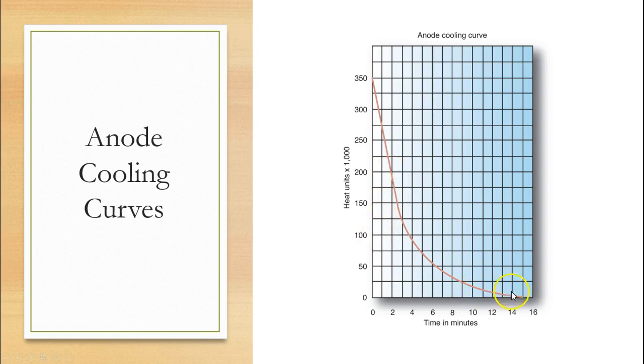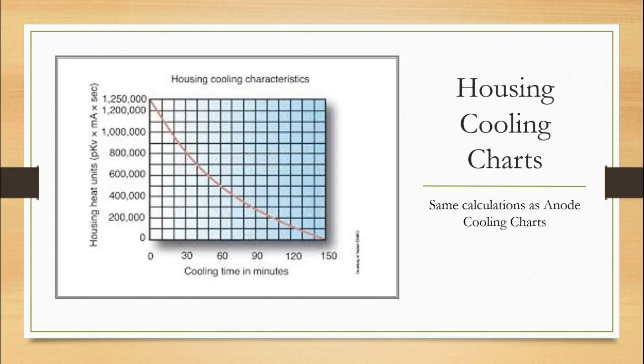So you subtract it from the total amount, whatever heat unit you're going up to, you subtract it from the total amount. We'll practice this in class. All right, so the housing cooling charts, it works the same as the anode cooling charts, so it's the same idea. You're going to look at your heat units, you're going to figure out where you're at. So if you're at 800,000, it's 30 minutes from 150, so 120 minutes for it to cool completely, okay?